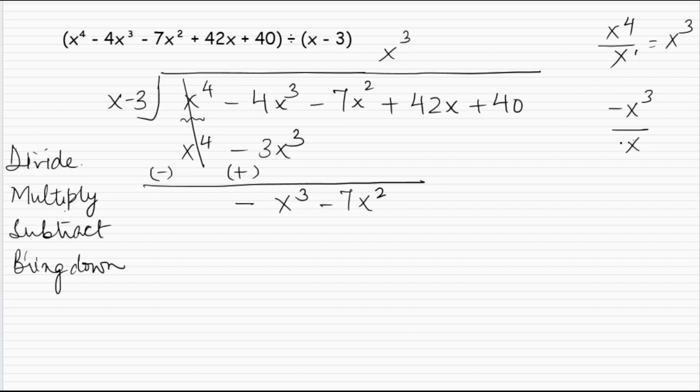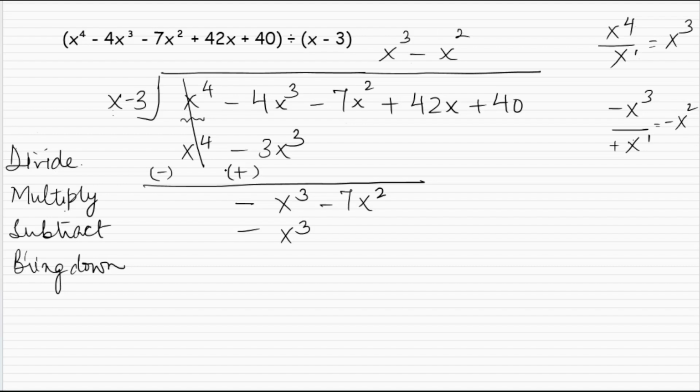What is the coefficient of x? It's 1. Now this is minus and this is plus, so my answer will be minus. 3 minus 1, 2. So minus x square. That is my next term. Now multiply minus x square with x. What is x multiplied by minus x square?